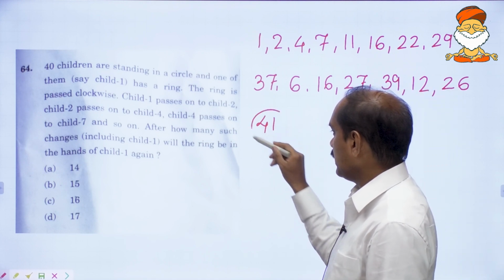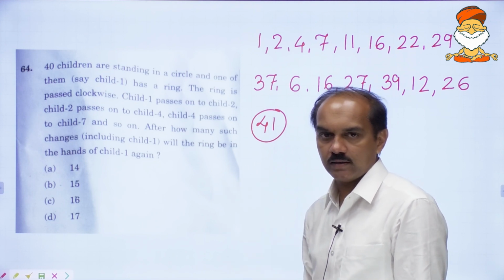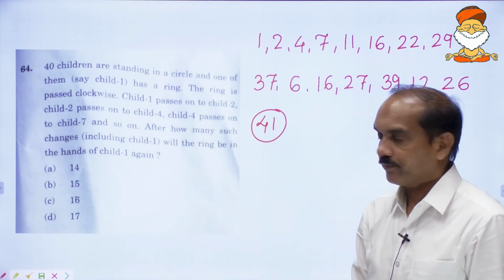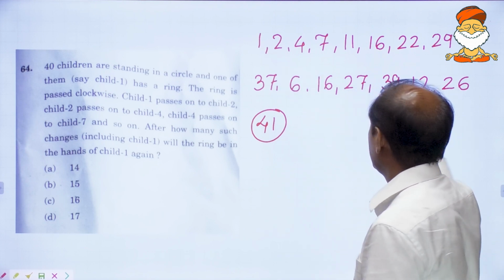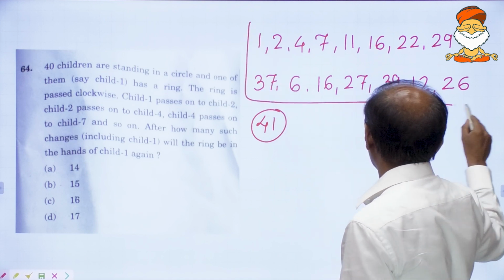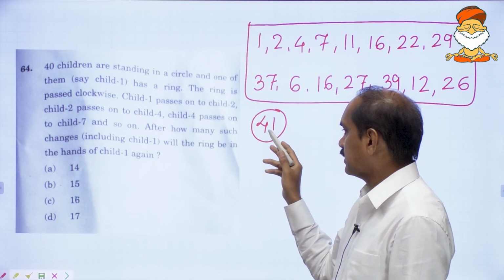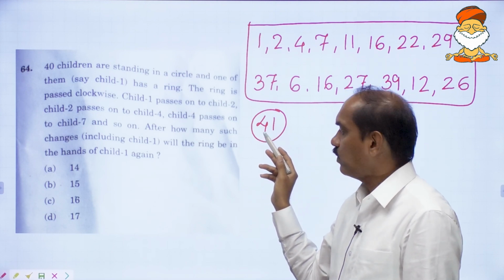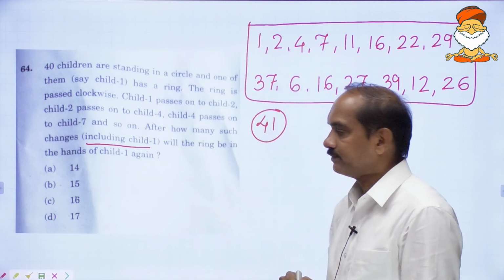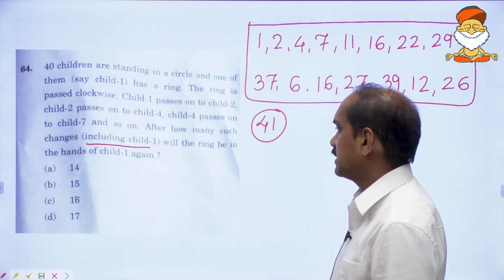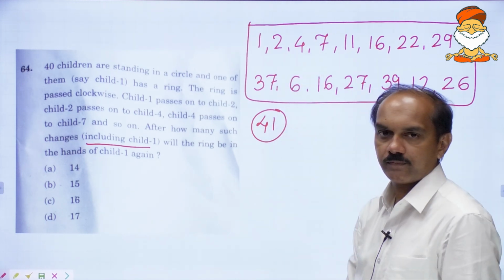So here is the child, the first child holding the ring again. After how many changes, meaning he will have to count only these many things, not 41. He will have to count only these. It is in his hand, so starting, you must include it. After how many such changes is it back to him?